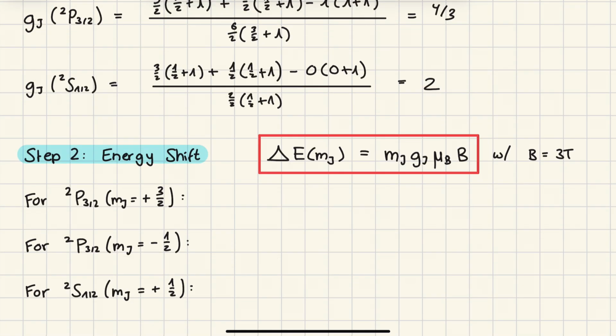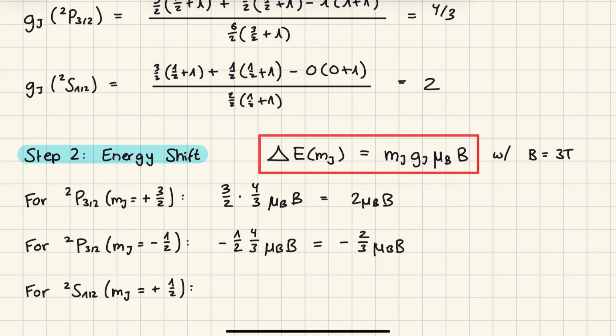For double P 3/2 with MJ equals plus 3/2, we have obviously 3/2 for MJ. We have a G factor of 4/3, mu B is a constant, and the magnetic field B. Simplifying this, we get an energy shift of 2 mu B B. For double P 3/2 with MJ equals minus 1/2, we have minus 1/2 for MJ. We still have a G factor of 4/3, and mu B B, which simplifies to minus 2/3 mu B B.